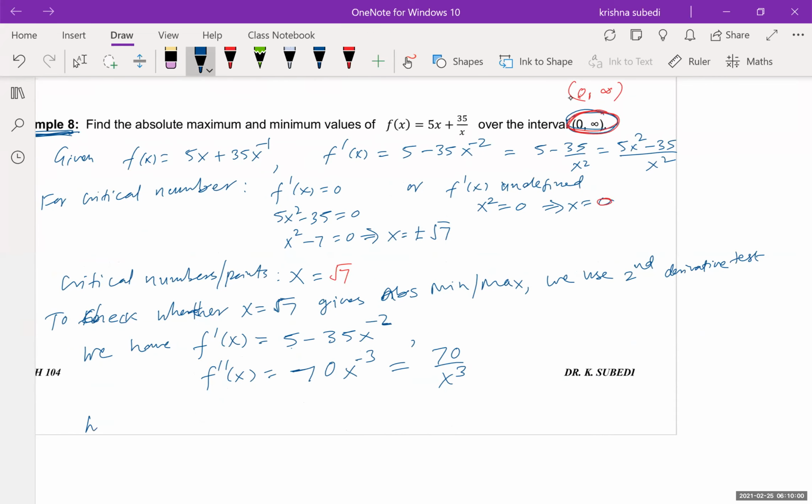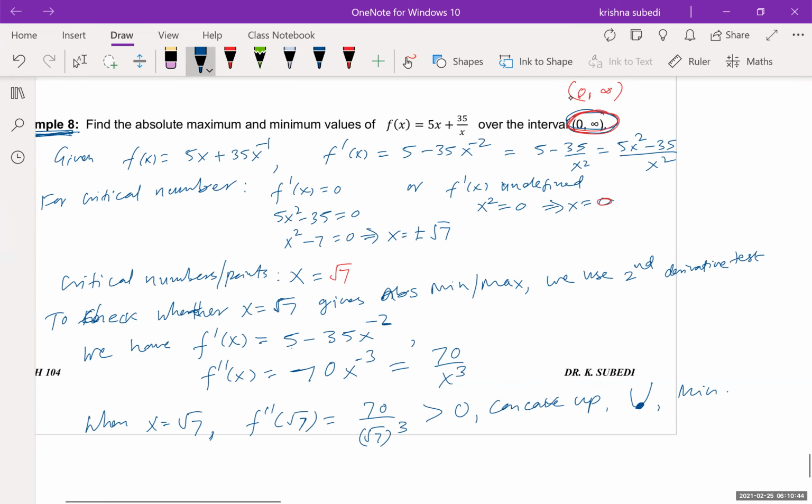Now at the critical point, when x is square root 7, your second derivative at root 7 is going to be 70 over square root 7 cubed. Clearly this is positive, and we know that the second derivative tells us the shape of the graph, whether it's concave up or down. So in this case, we notice that this is concave up, because a positive second derivative means concave up, which means the shape of the graph will be like this. So if this is the case, then we'll have a minimum value.